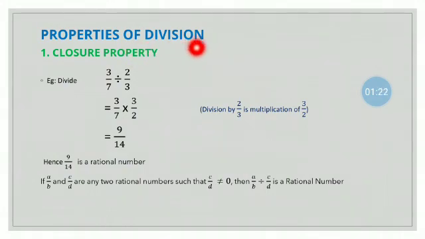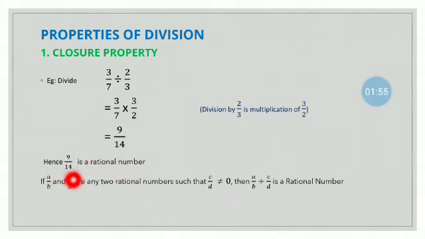Properties of division. The first property, closure property. Example, divide 3 upon 7 by 2 upon 3. Now again 3 upon 7. So I have to take the reciprocal of 2 by 3, as division by 2 by 3 is multiplication by 3 by 2. So 3 upon 7 into 3 by 2. So 3 threes are 9, 7 twos are 14. So 9 upon 14. Hence 9 upon 14 is a rational number.